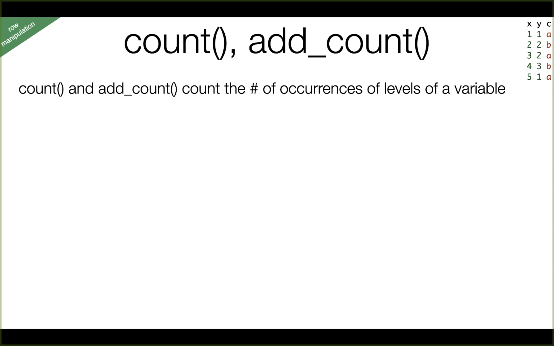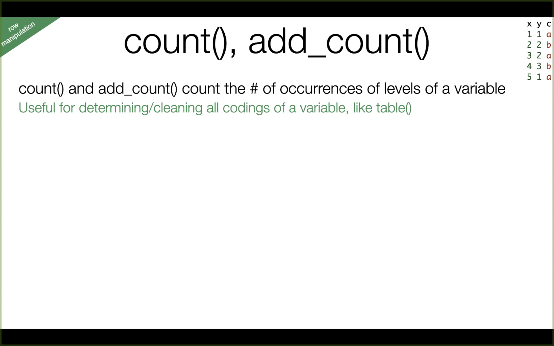Count, which is the more important of the two verbs, counts the number of occurrences of a particular level of a variable. It's useful when you're doing things like determining or cleaning all codings of a variable. For example, when you're trying to clean a data set and you're looking at a categorical variable or some kind of basic response variable, yes or no or something like that, it's very common that people will do little things that make them a little bit different. For example, maybe they'll capitalize the Y or maybe they won't. Or they'll capitalize the N or maybe they won't. It's useful to tabulate the levels of a variable in a data set to see if you've gotten them all. And count is great for that kind of thing. It's very much like the base function table, but in this tibble, tidyverse way of doing things.